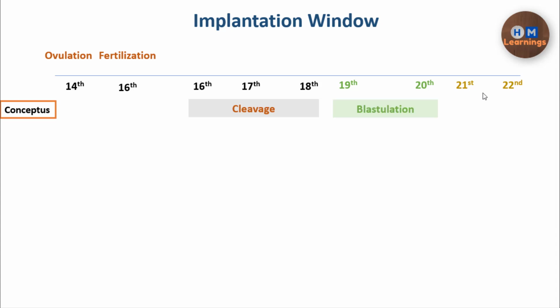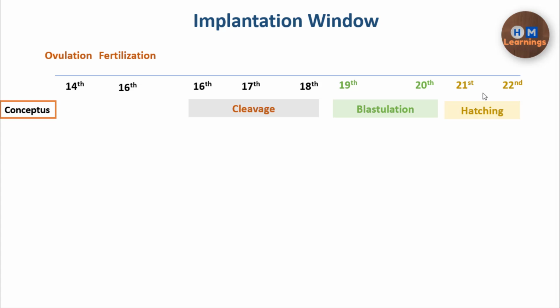Then there is a process called blastulation, which is the formation of a blastocyst, and then there is hatching, in which the zona pellucida is lysed and the blastocyst comes out of it, and then the trophoblast can come in contact with the endometrium and the implantation could start. So these are the changes happening in the conceptus.